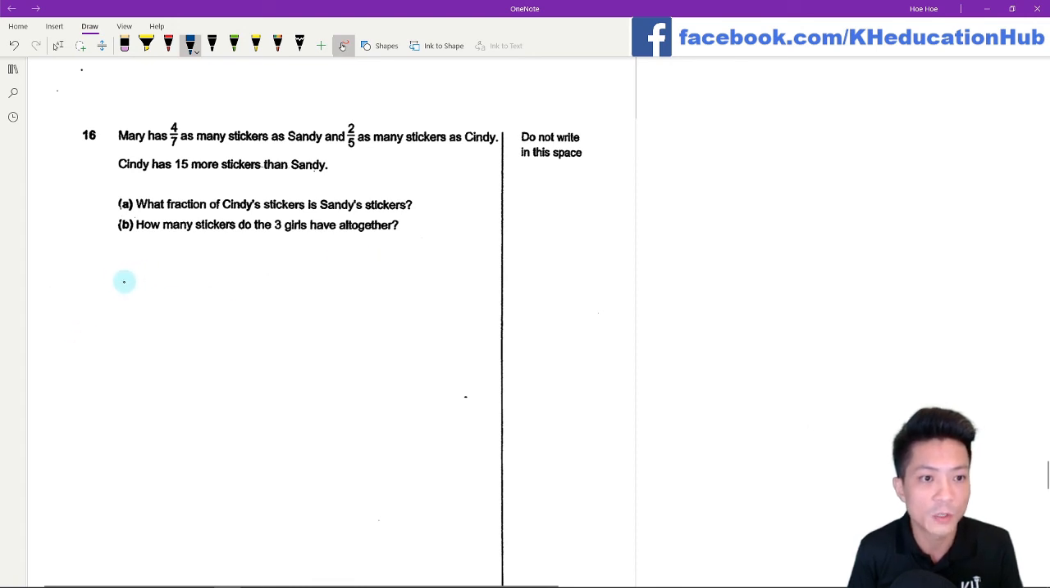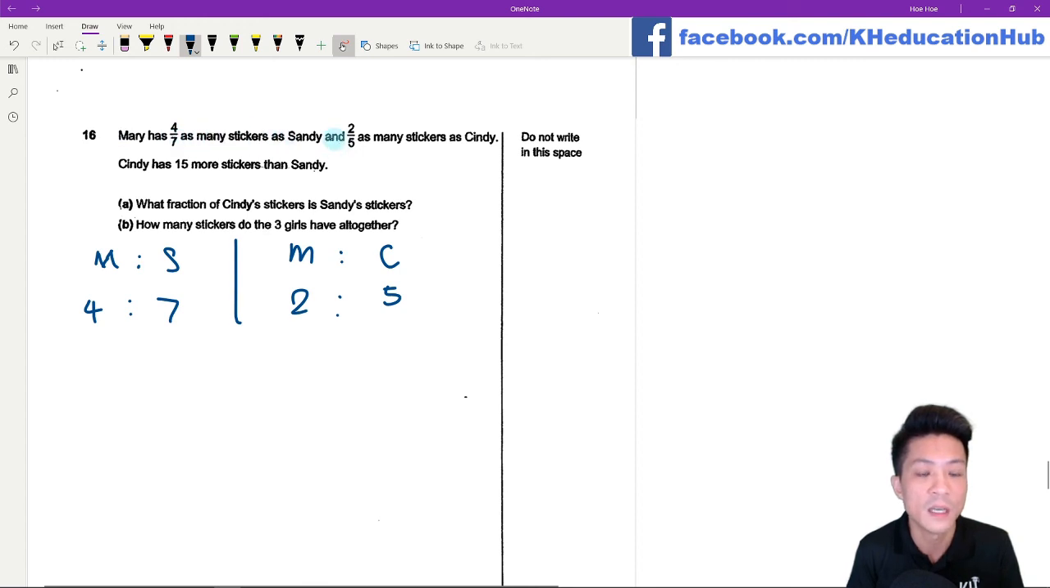I'm gonna write down the ratio of Mary to Sandy first. That will be 4:7. Okay, and the ratio of Mary to Cindy is 2:5. When reading this sentence, be careful. Mary has 4/7 as many stickers as Sandy, and Mary has 2/5 as many stickers as Cindy. Okay, in this case, Mary is the common subject, different units, so we need to multiply by 2 to this to make them the same.